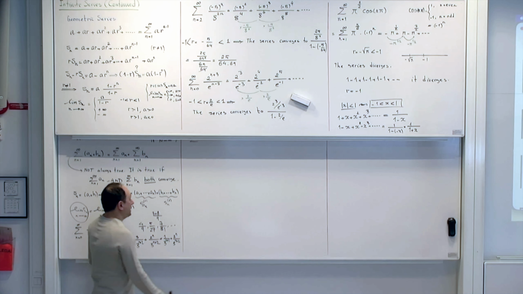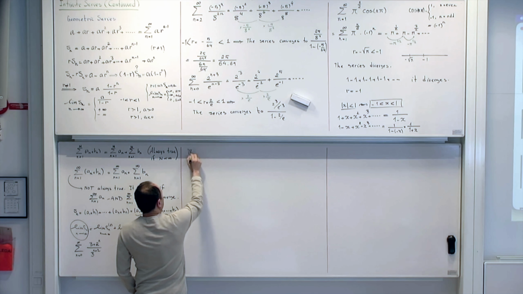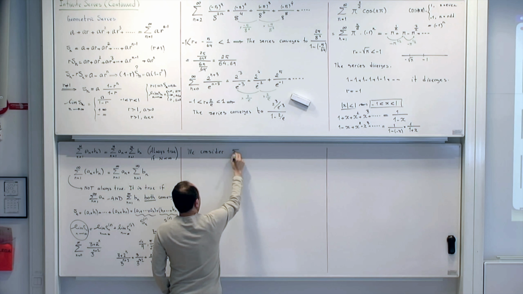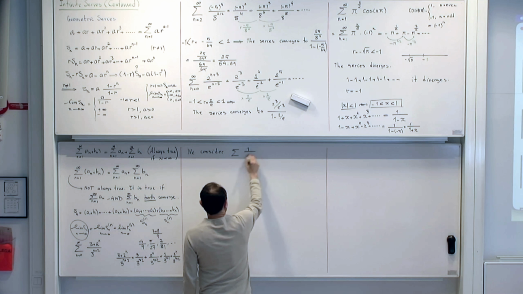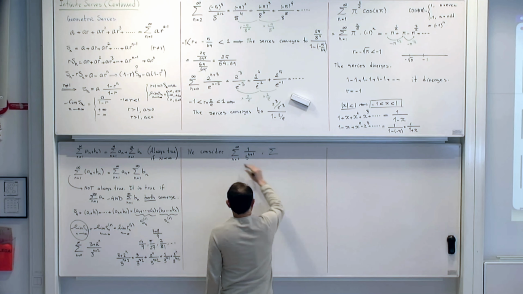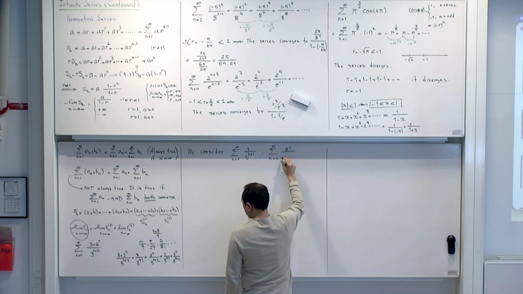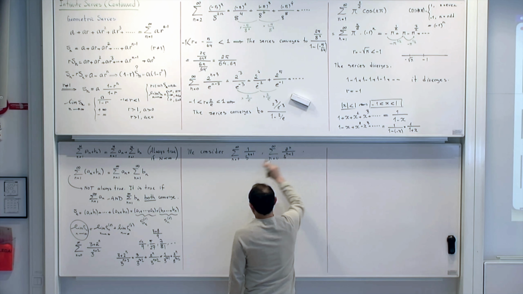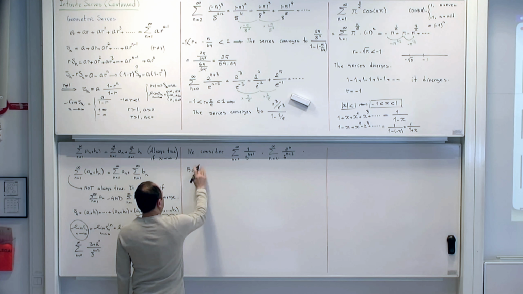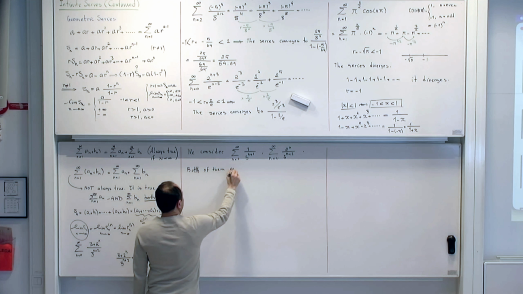So when you do this and want to write it properly, we consider sigma, the first one is 1 over 3 to the n plus 1, n goes from 0 to infinity, and sigma, n goes from 0 to infinity, the other one is 2 to the n divided by 3 to the n plus 2. We consider these two. Both of them are geometric series.